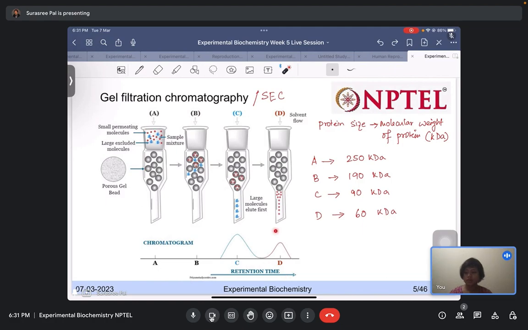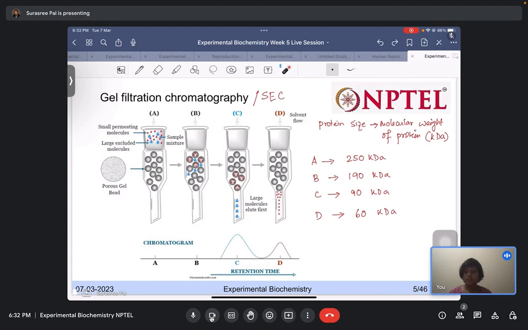This is a chromatogram which we can observe, where the x-axis is the retention time, and the y-axis can be a parameter such as UV absorbance, conductivity, or pH. Retention time means at what time a molecule is eluted, that is, how much time it is retained inside the column.